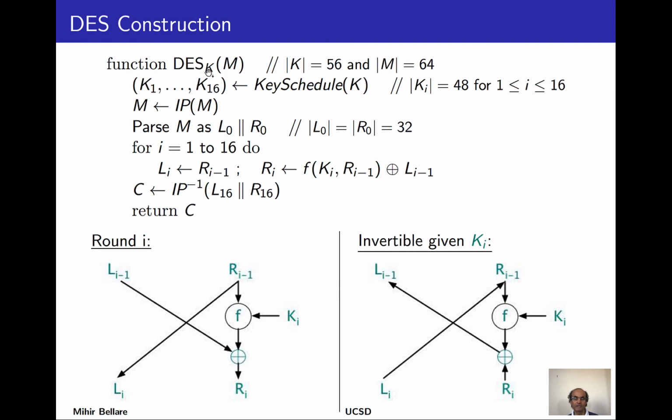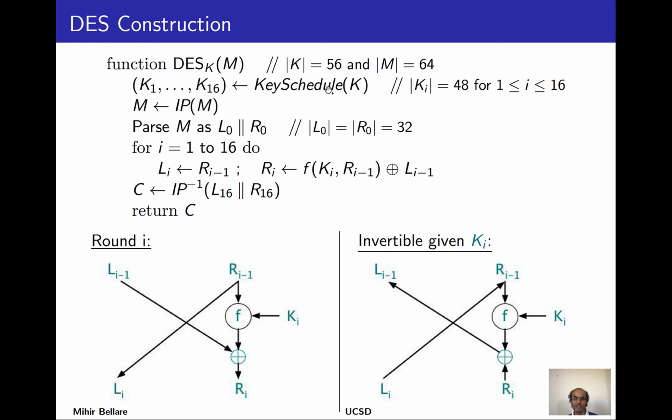Remember, the algorithm will take a 56-bit key as input and also a 64-bit message. So two inputs, but we write it this way just because usually the key K is fixed and M will vary. It first runs an algorithm called a key schedule, which takes the 56-bit key and produces 16 48-bit subkeys. Each of these has 48 bits, and there's 16 of them. Why? Because there are 16 rounds in the design.